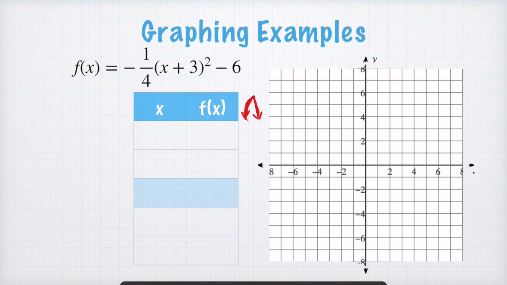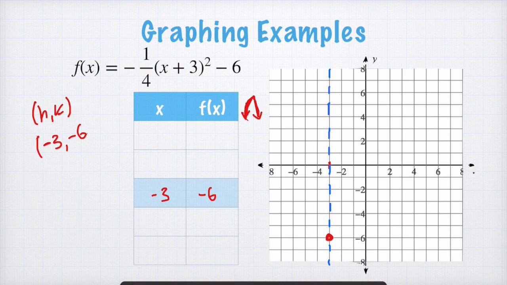What is our vertex? Well, our vertex is at h comma k, which means that what is h? H is the opposite of +3, so it's going to be at -3. K is the same thing as it is here, so it's -6. So our vertex is going to be at -3, -6. We're going to be way down there. So remember, when we plug in -3 for x, we get out -6. We can go ahead and draw in our axis of symmetry right here.